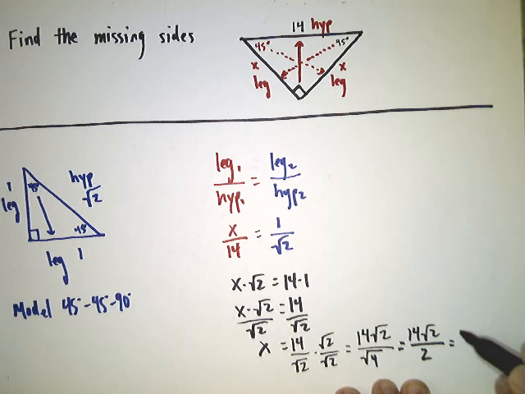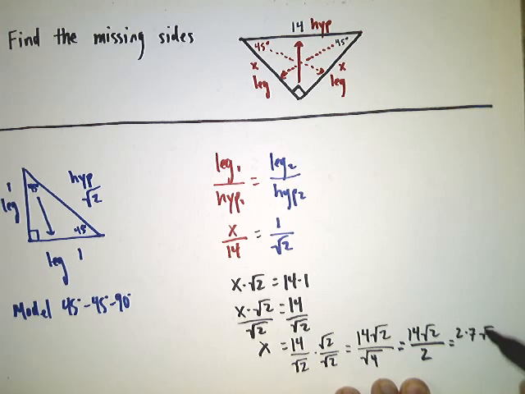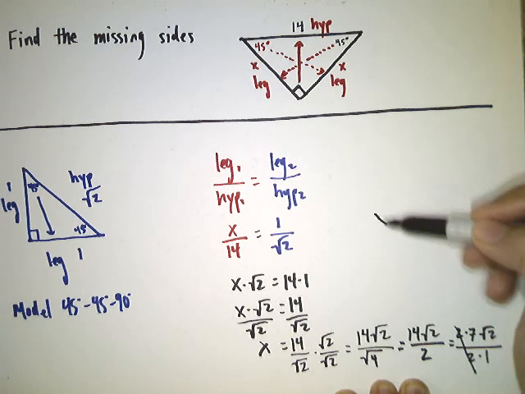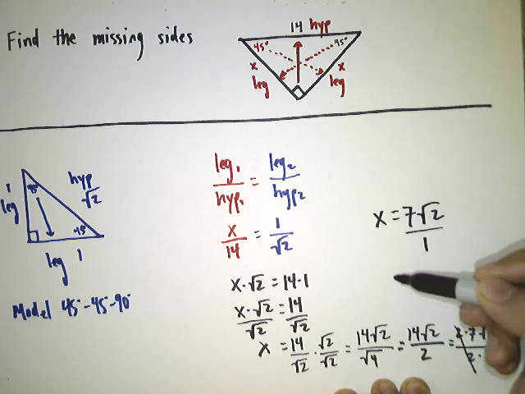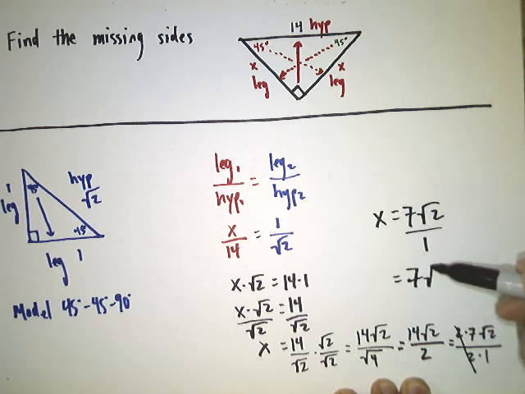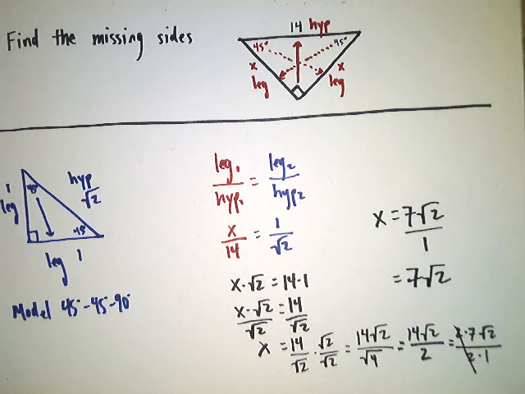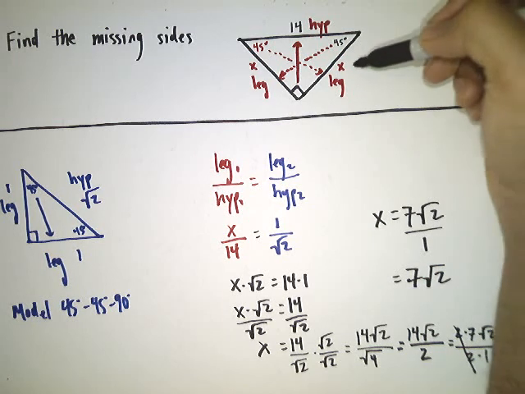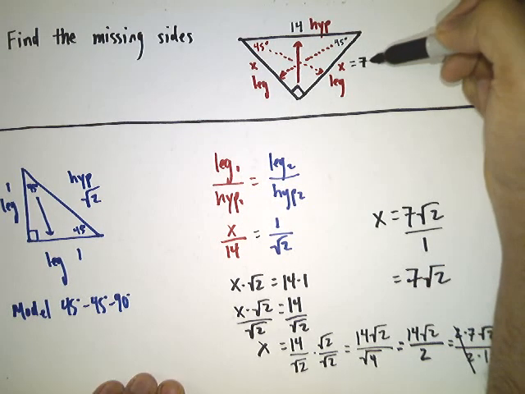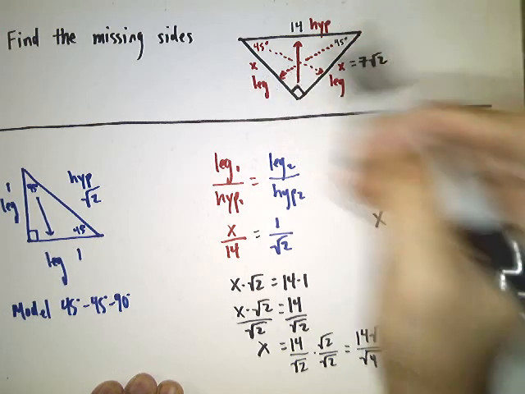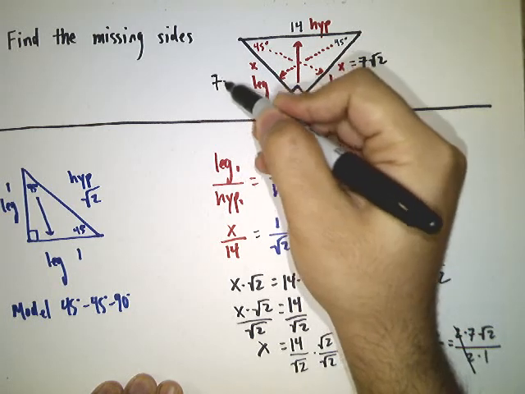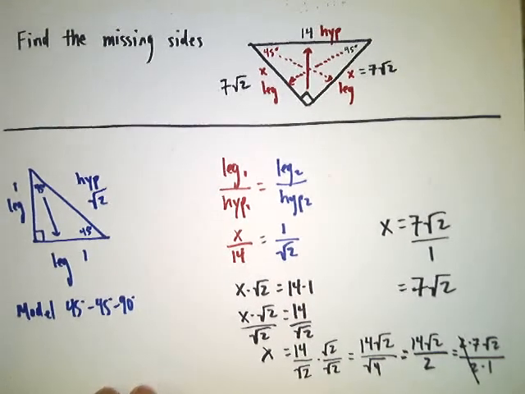So this is like saying 2 times 7 root 2 divided by 2 times 1. Our 2's are going to cancel out there, and what we're left with is x equals 7 root 2 divided by 1. In other words, x equals 7 root 2. That means the missing side x is 7 root 2 units long. And the other leg that we didn't know is of course also 7 root 2 units long, because the two legs are the same length.